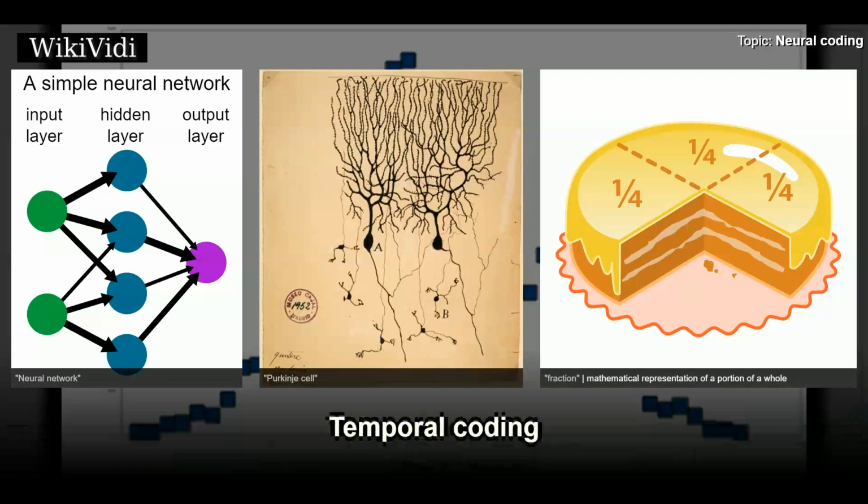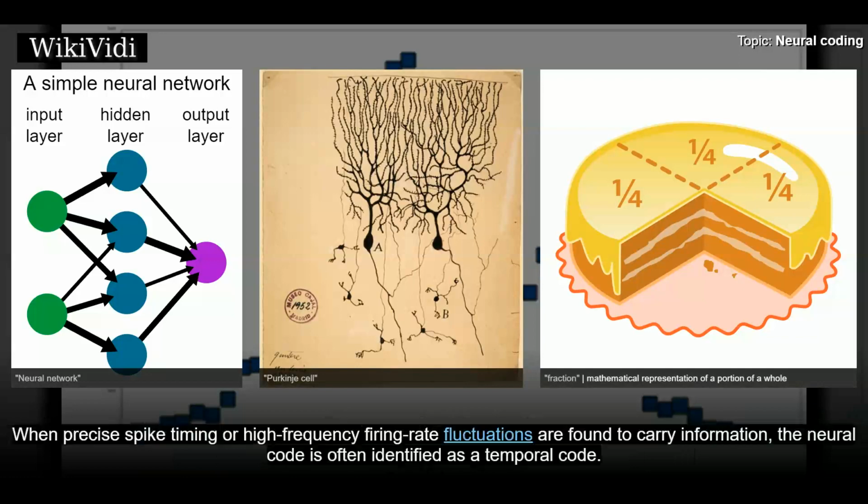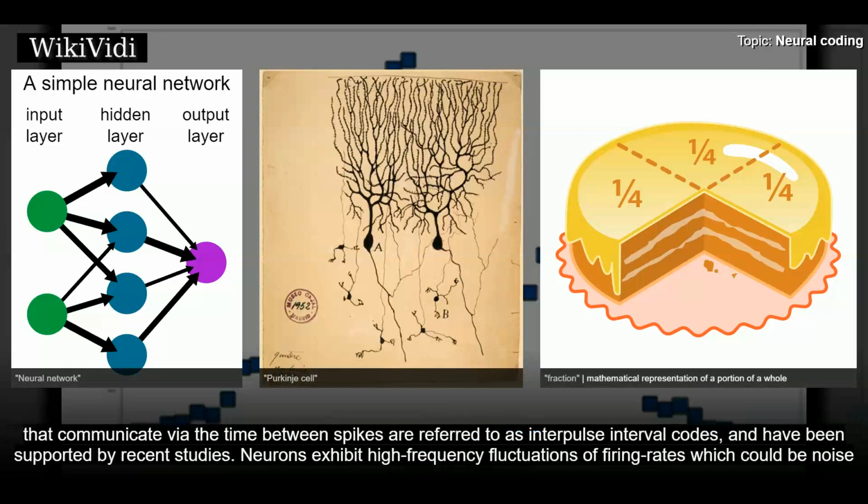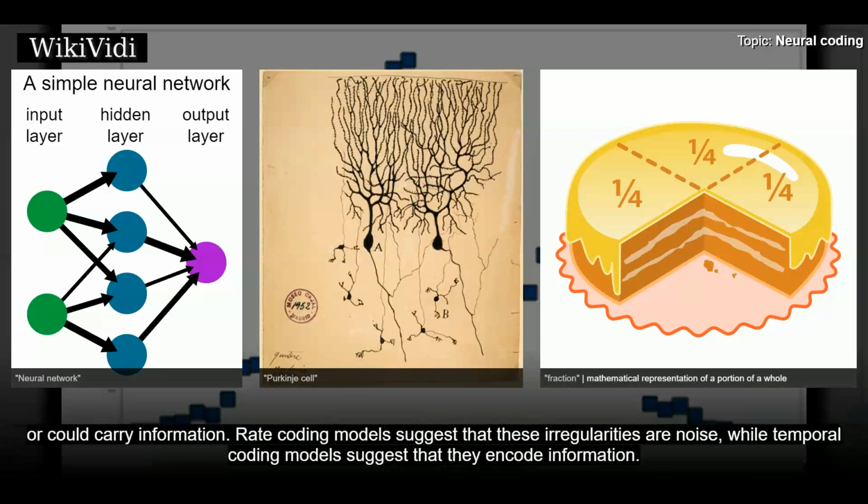Temporal coding. When precise spike timing or high-frequency firing rate fluctuations are found to carry information, the neural code is often identified as a temporal code. A number of studies have found that the temporal resolution of the neural code is on a millisecond time scale, indicating that precise spike timing is a significant element in neural coding. Such codes that communicate via the time between spikes are referred to as interpulse interval codes, and have been supported by recent studies. Neurons exhibit high-frequency fluctuations of firing rates which could be noise, or could carry information.